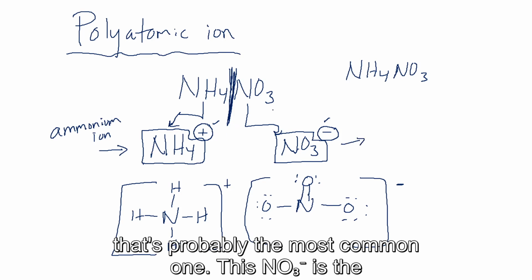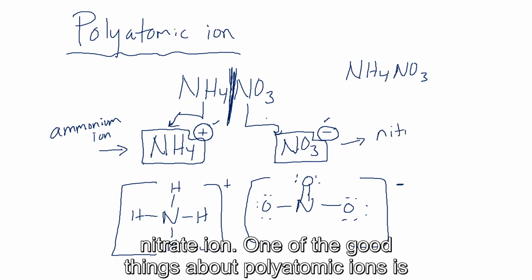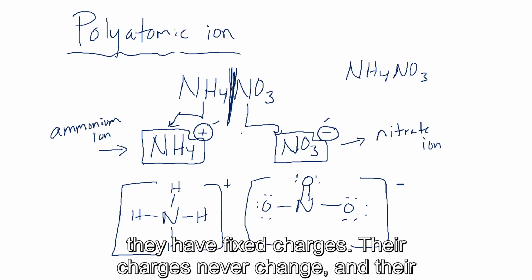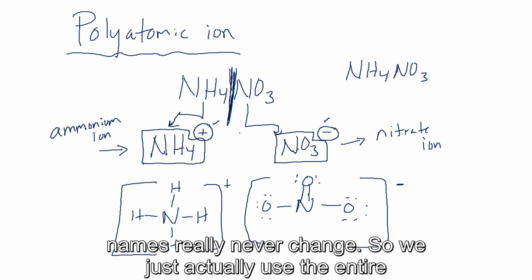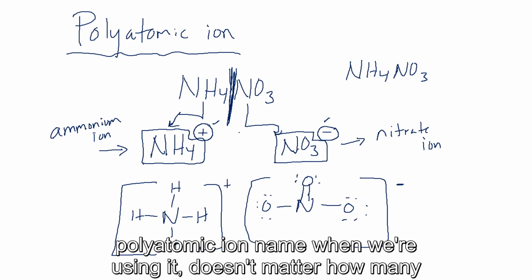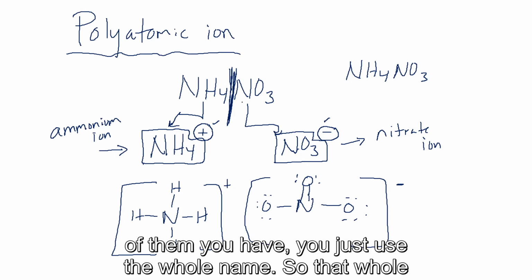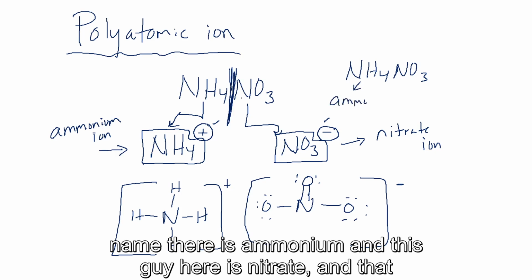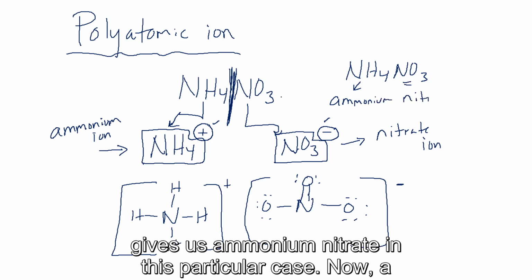This NO3 minus is the nitrate ion. One of the good things about polyatomic ions is they have fixed charges. Their charges never change, and their names really never change. So we just use the entire polyatomic ion name when we're using it. Doesn't matter how many of them you have, you just use the whole name. So that whole name there is ammonium. And this guy here is nitrate, and that gives us ammonium nitrate in this particular case.